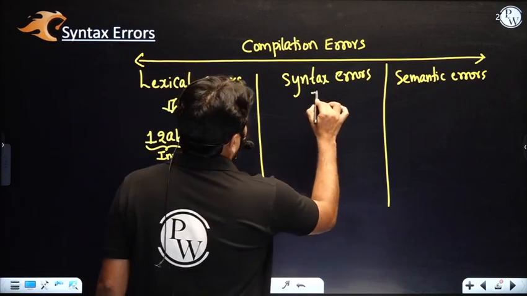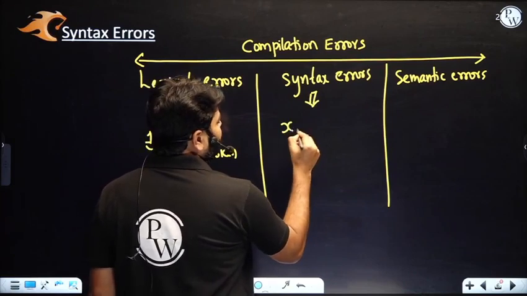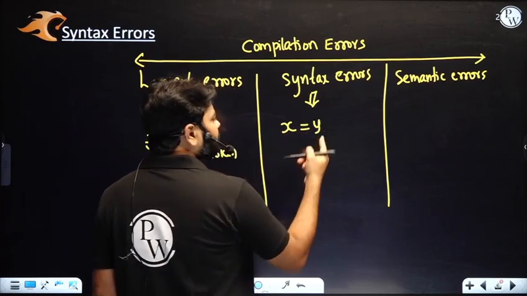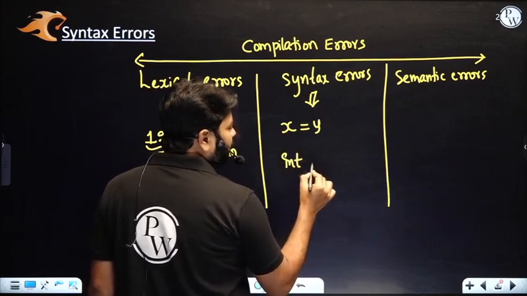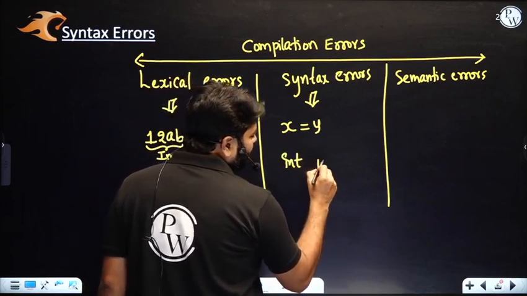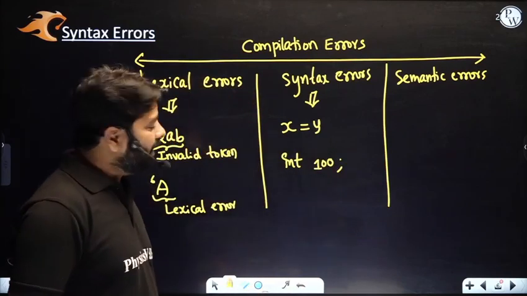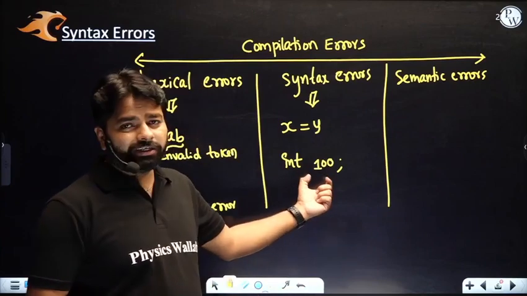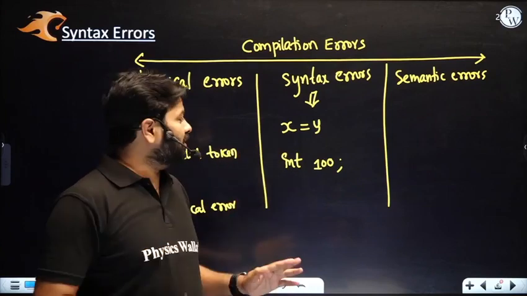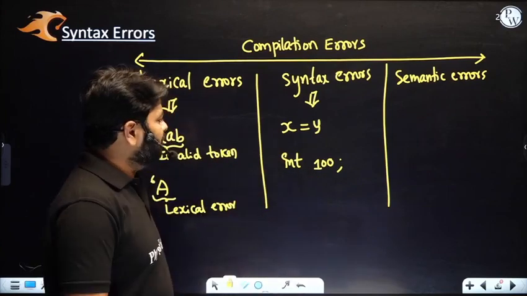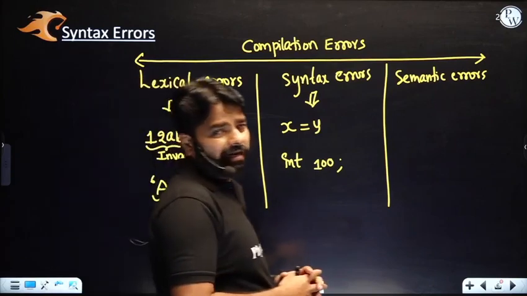Syntax errors. What are the possible syntax errors? I have just mentioned: suppose you have x is equal to y and a semicolon is missing, or sometimes you have written int and, instead of a variable, you are writing 100 here, semicolon. Then how can that 100 come here as a constant? Here it's expecting an identifier, but you are giving some constant. The compiler understands this with the help of the grammar. And similarly, you may see various errors in syntax analysis.